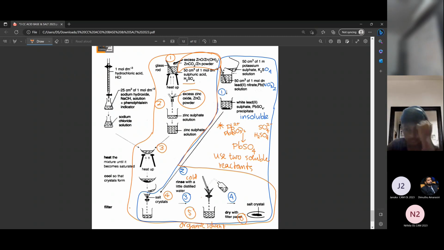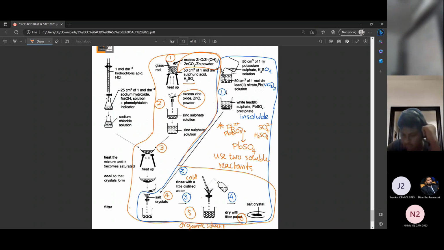Add excess zinc powder to sulfuric acid, stir and heat. Heat until crystals are formed, and the excess zinc is isolated. Right. Now she has used zinc powder. That's a better option. Why? When zinc powder reacts with sulfuric acid, there are gas bubbles. So you can figure out whether the reaction is over or not by looking at the stopping of gas bubbles. Just remember.